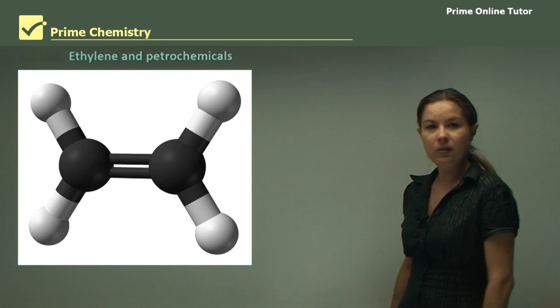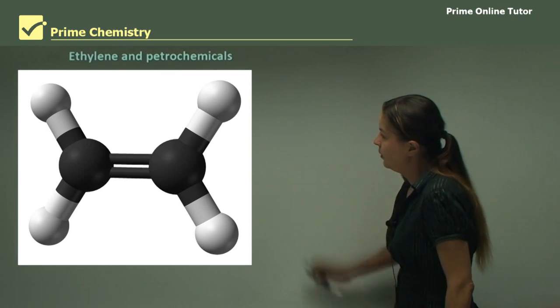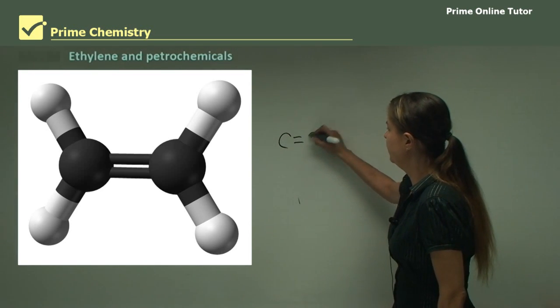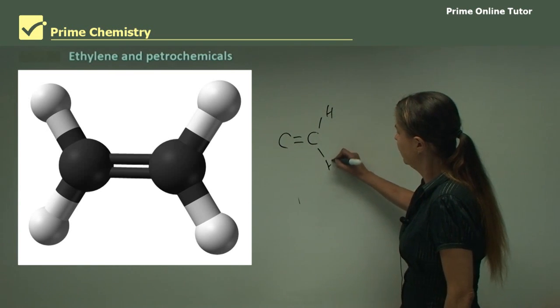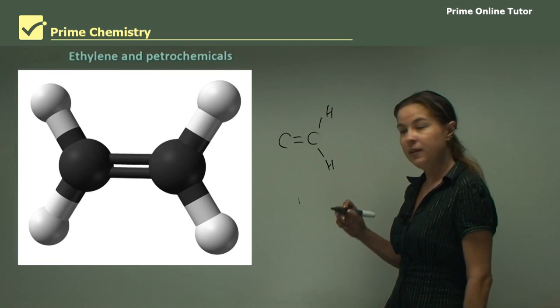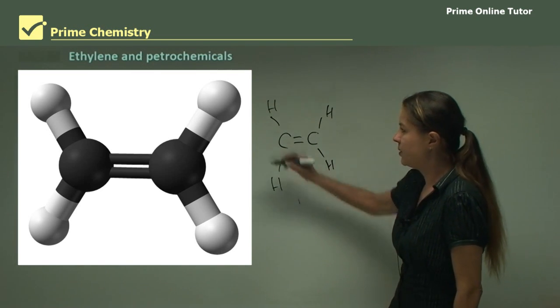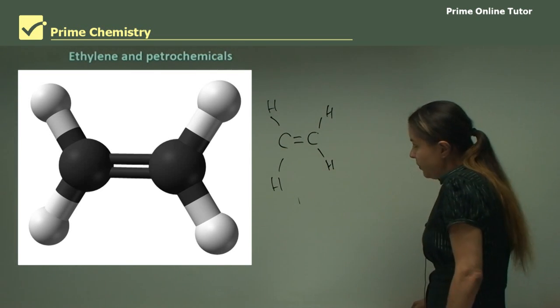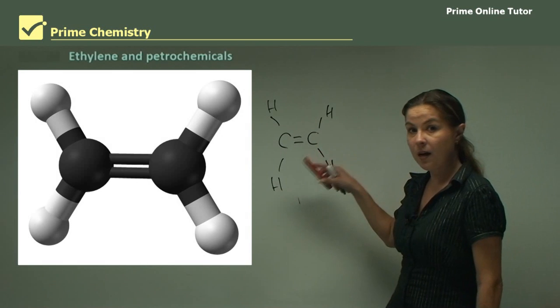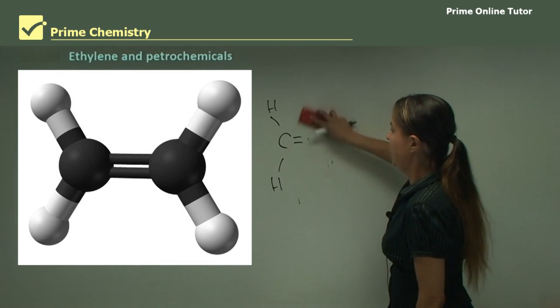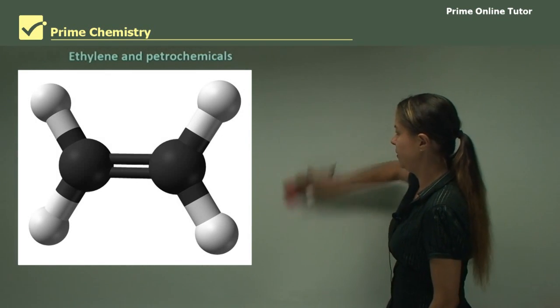Here we've got a model of an ethylene molecule, and I'll just draw the structure of ethylene. As you can see, in the model we have a double bond in between two carbon atoms, and we have 4 hydrogen atoms on the outside. And when we draw models like this, in carbon chemistry, we always have carbons in black and hydrogens in white.